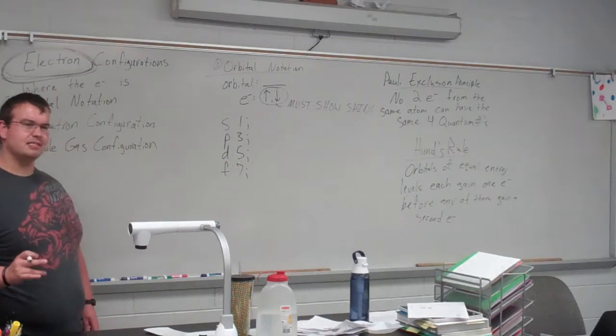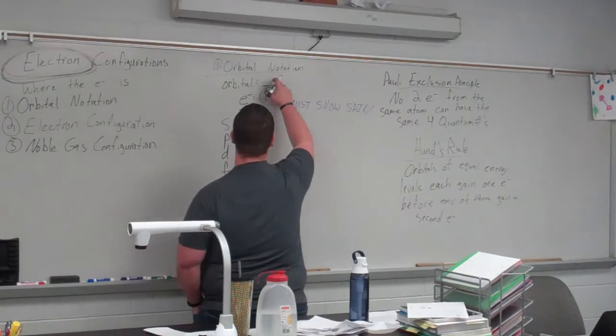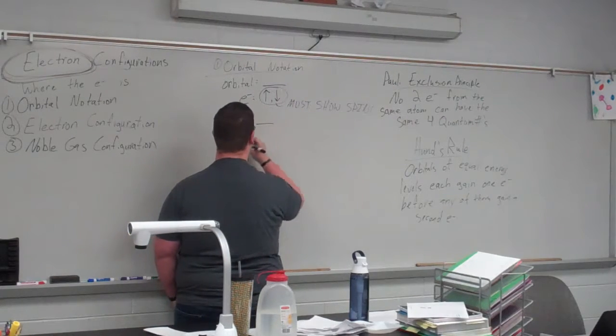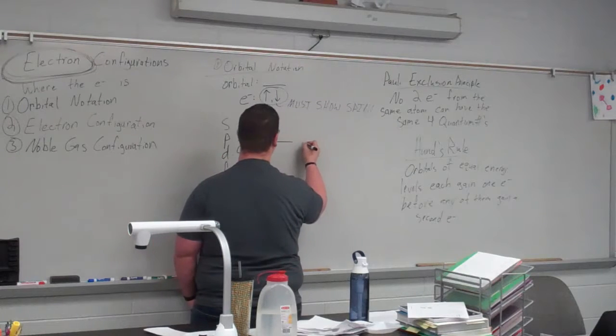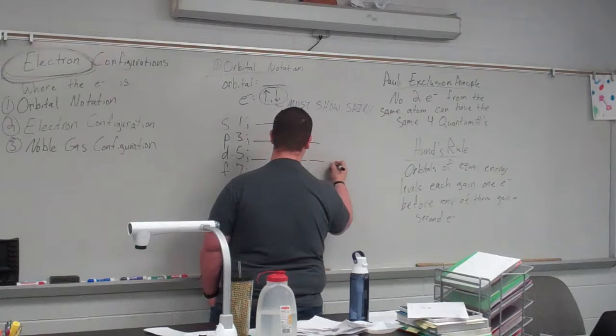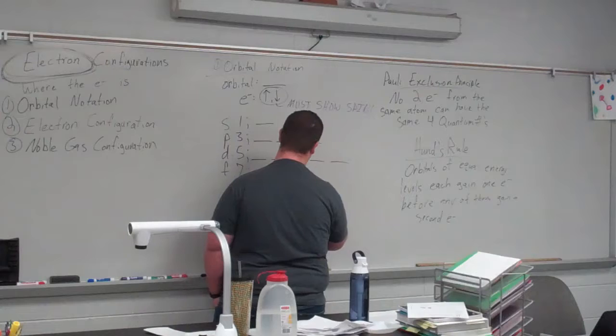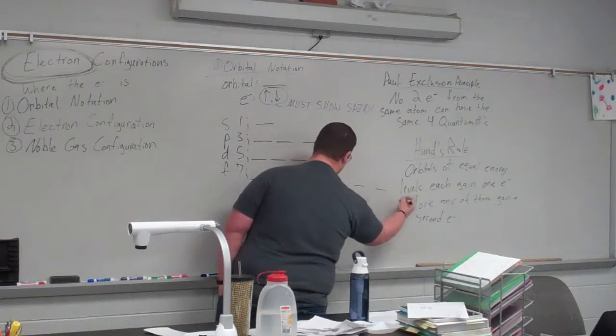Now, that's how many blank spots they get. That's how many orbitals they get. So for the S, it's 1. For the P, it's 3: 1, 2, 3. For the D, it's 5: 1, 2, 3, 4, 5. For the F, it's 7: 1, 2, 3, 4, 5, 6, 7.